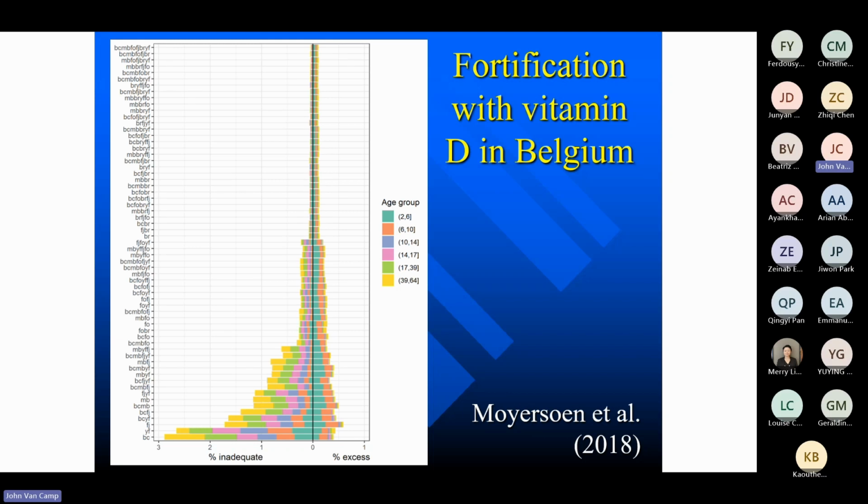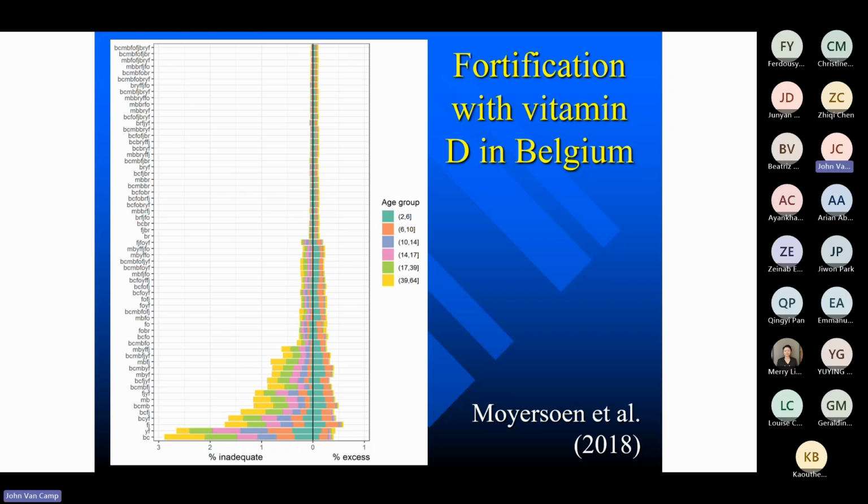On the x-axis, you can see the percentage of people that are either deficient, which is on the left side of the zero line, or in excess, which is on the right side of the zero line. And the zero line itself corresponds with the recommended amount. So if you are on that line, it means that you have the optimal vitamin D intake.